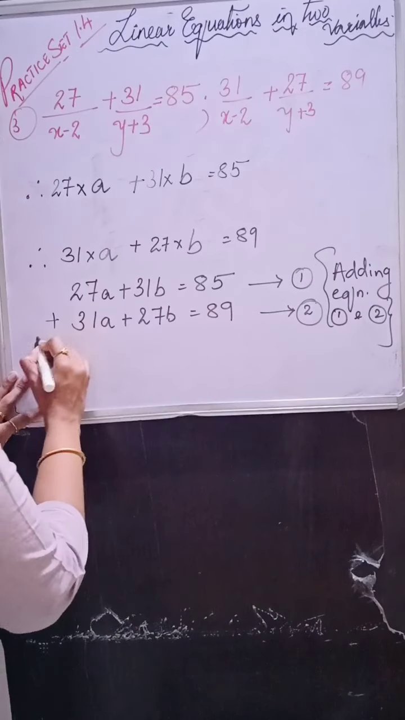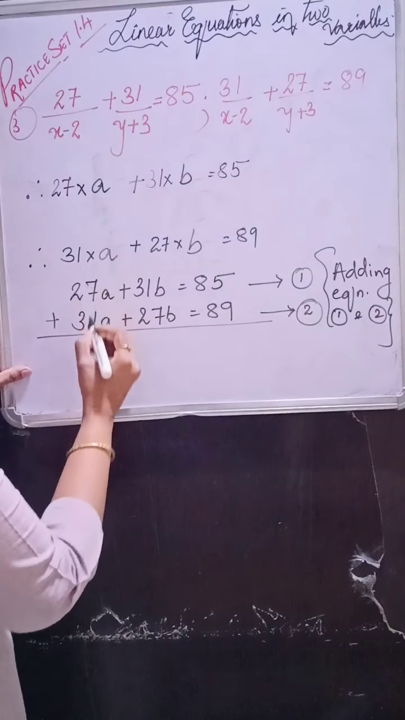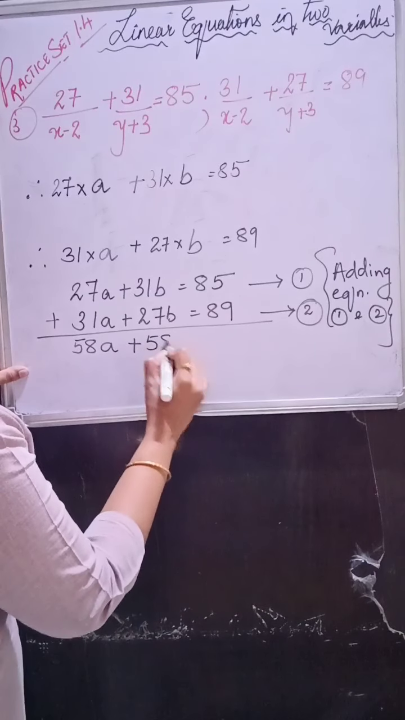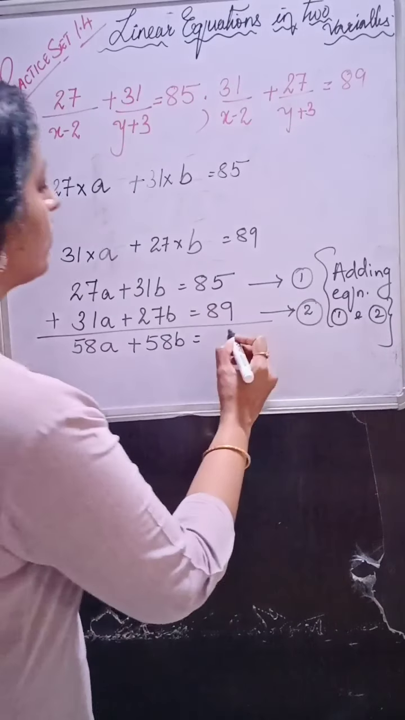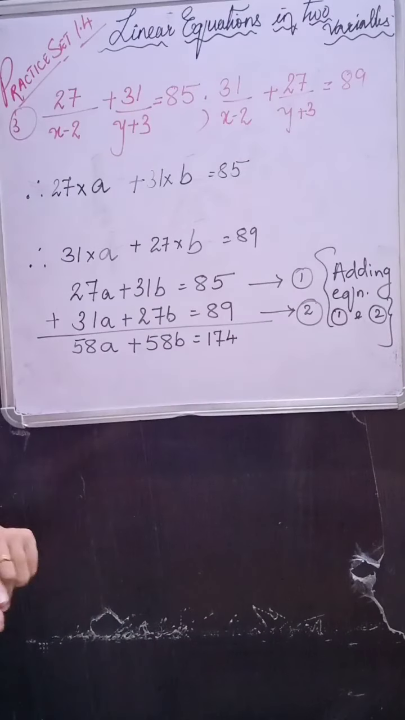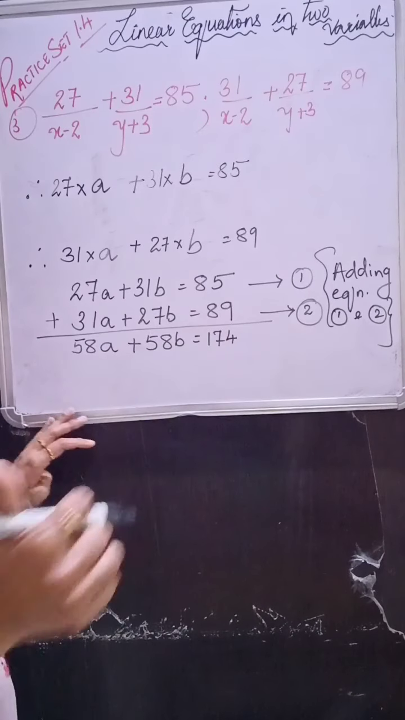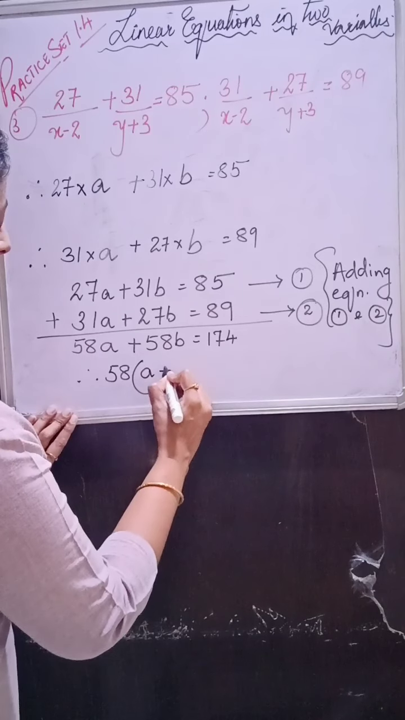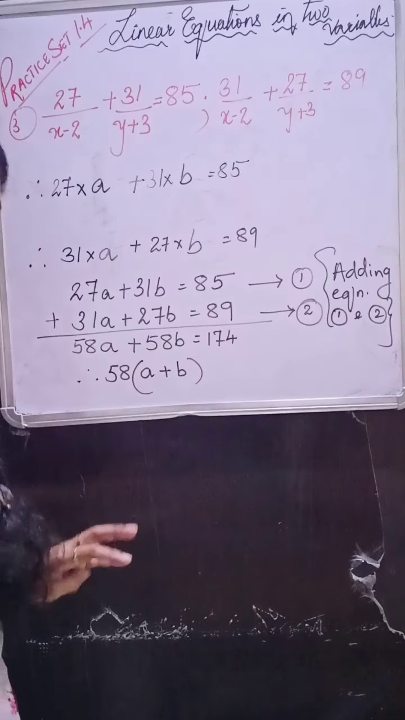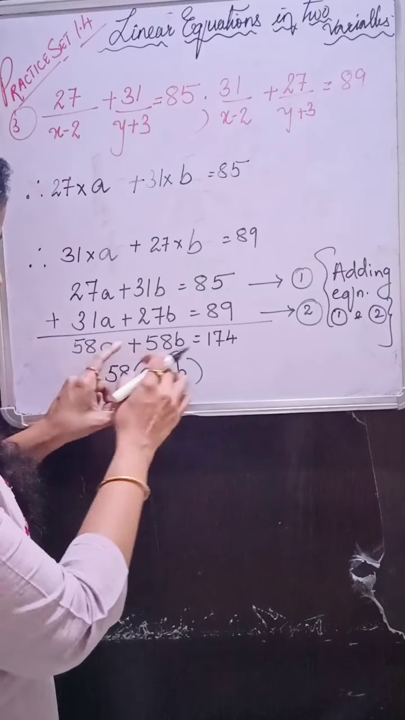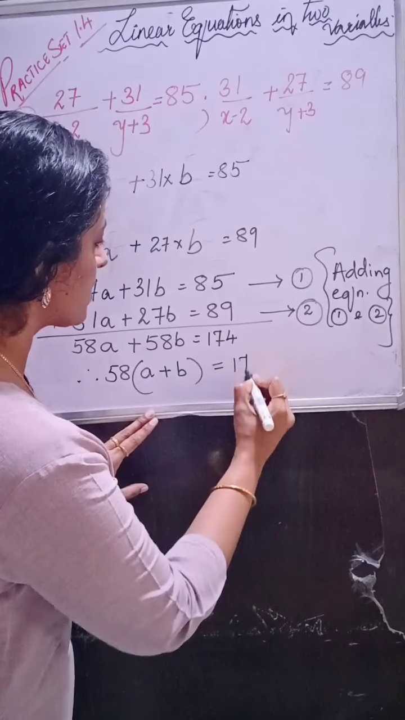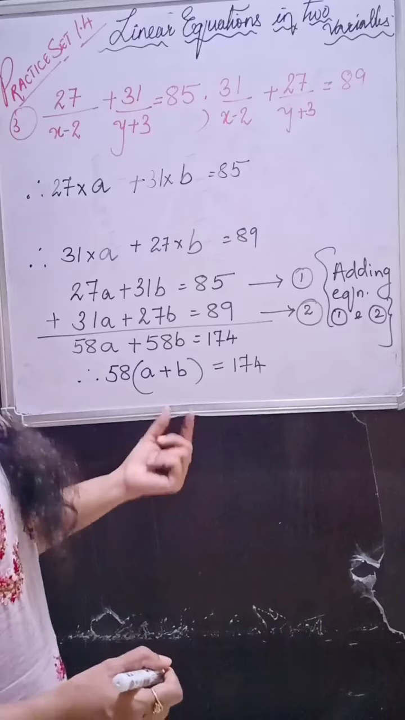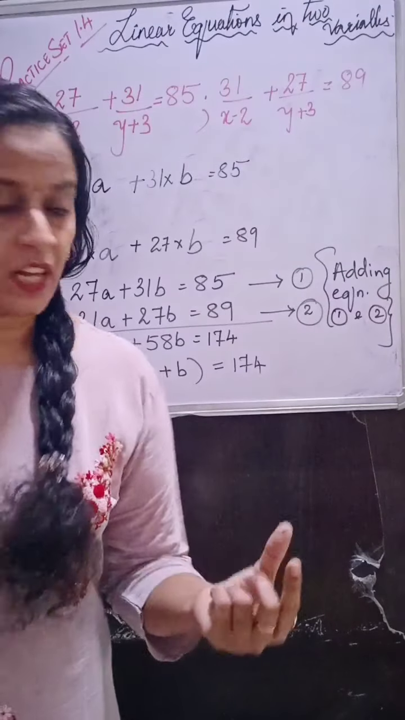Let us add. When you add, you get 27 plus 31 is 58a plus 58b is equal to 174. Now we can take 58 common. So if I take 58 common, I get 58 times a plus b is equal to 174. Take 58 to the other side. You will get a plus b is equal to 174 upon 58.